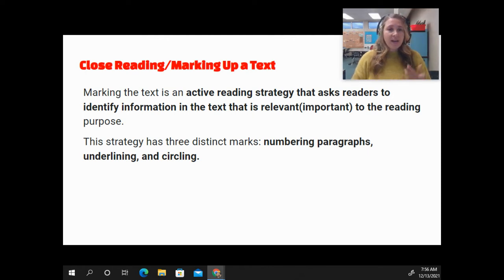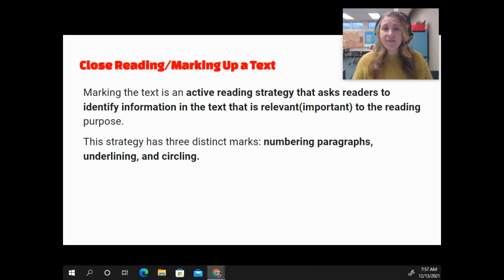So writing on your text or writing on your article is basically an active reading strategy. We're doing it while we're reading, and it helps us identify the information in the text that we're reading, what is important in that text, right? And that helps us identify the purpose that we're reading it for. And this strategy has three distinct ways for us to mark up: by numbering paragraphs so we can identify where the next idea starts or continues, underlining and circling.